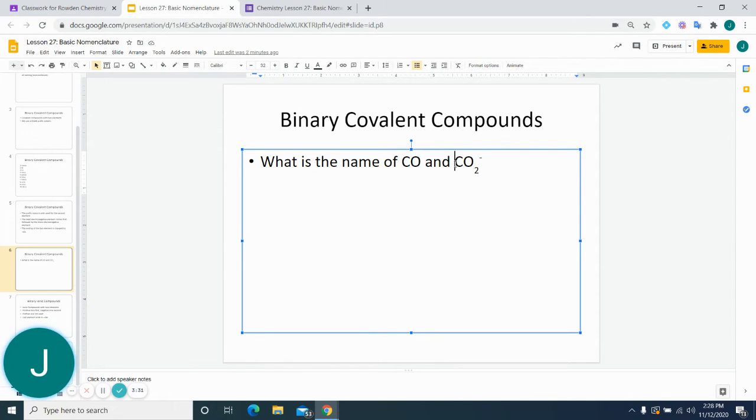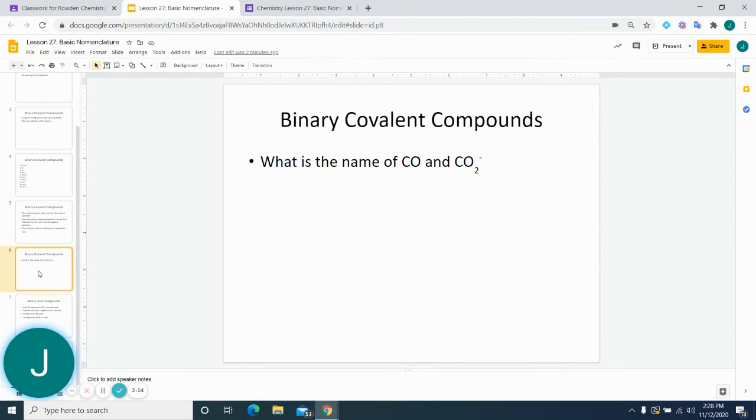Let's go here. Monocarbon, but you don't say mono for the first, so just carbon. And now how many oxygens do we have? We have two. So we'll call it carbon dioxide. Carbon dioxide. Okay? You need to be able to go forward and backward. You need to be able to look at it and come up with the name, or see the name and write the formula.